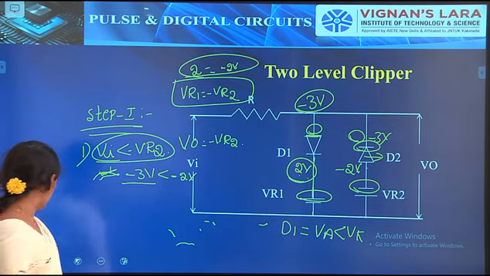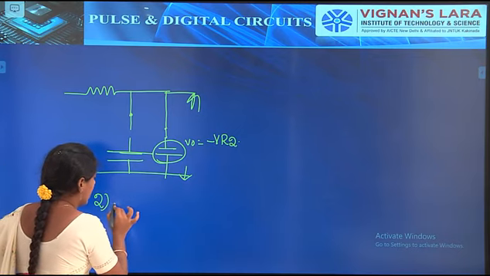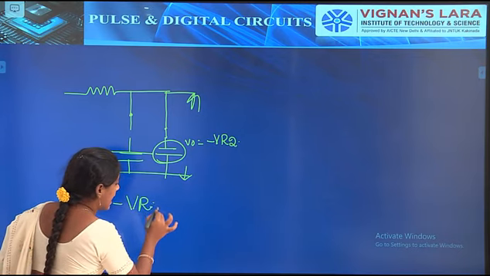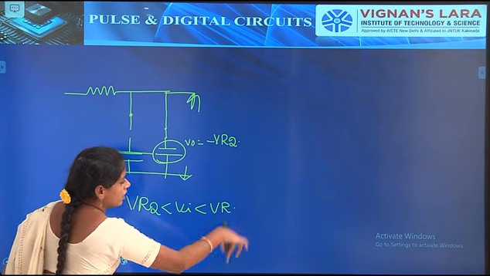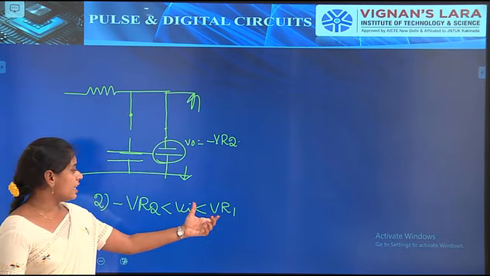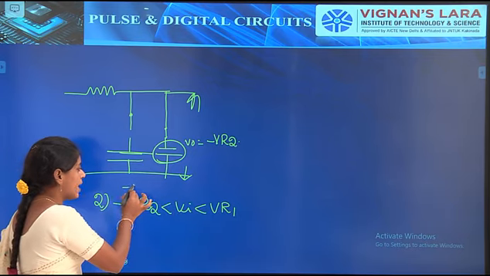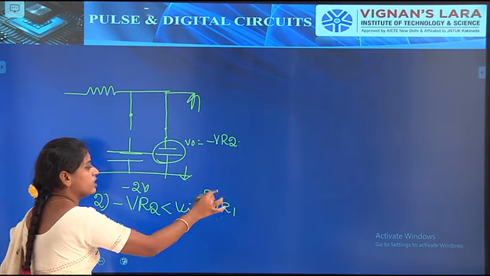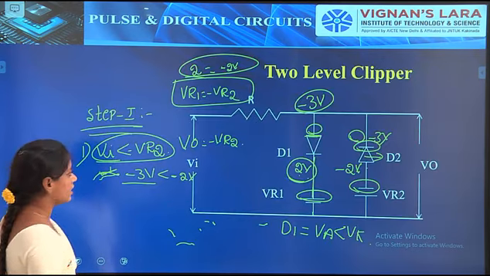The next condition is that the input voltage is minus VR2 less than Vi less than VR1, that is, the input voltage is in between these two, minus 2 volts and 2 volts. In between these two we assume it as 0 volts. Then what happens? We have to check the condition.